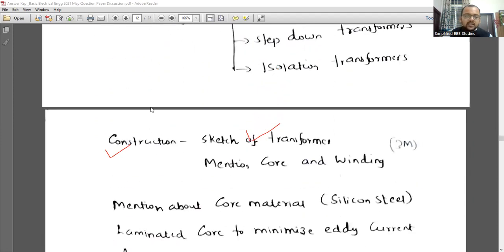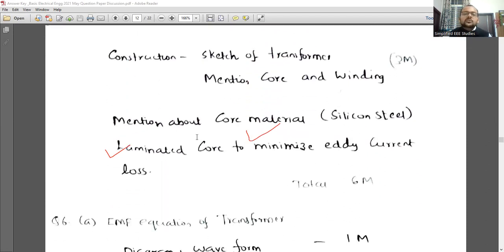Yes. Regarding the construction, you have to give the sketch. Sketch is important. Then you can talk about the material the core is made of. The core is made of silicon steel. Why? Because silicon steel has a very low hysteresis value. If the hysteresis is very low, obviously the hysteresis loss comes down. Also, the silicon steel is laminated. Why does it laminate? To minimize the eddy current loss. So for the transformer, you can specifically explain this type of arrangement.